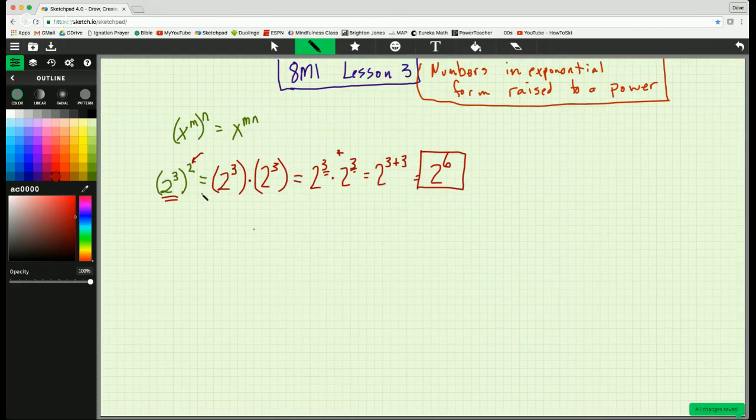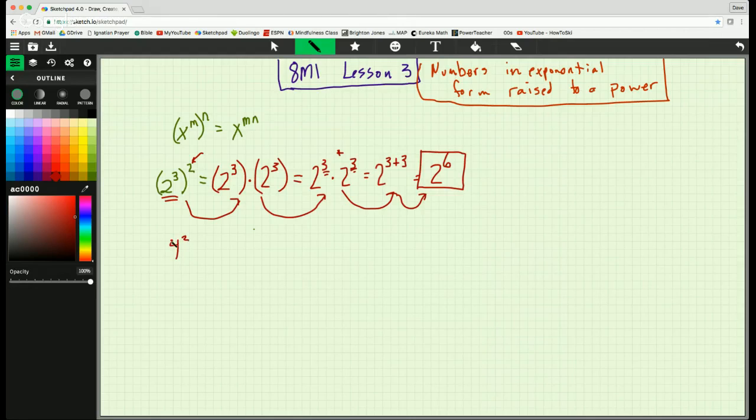So we did that in 2 steps, right? We took our number to the power and we broke it down into what it means to be raised to a power. And then we broke it down into something that we have seen before in lesson 1. And then we found our final answer.